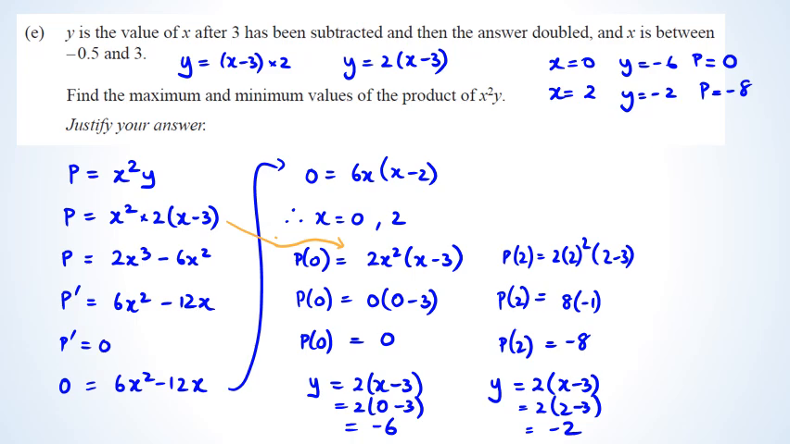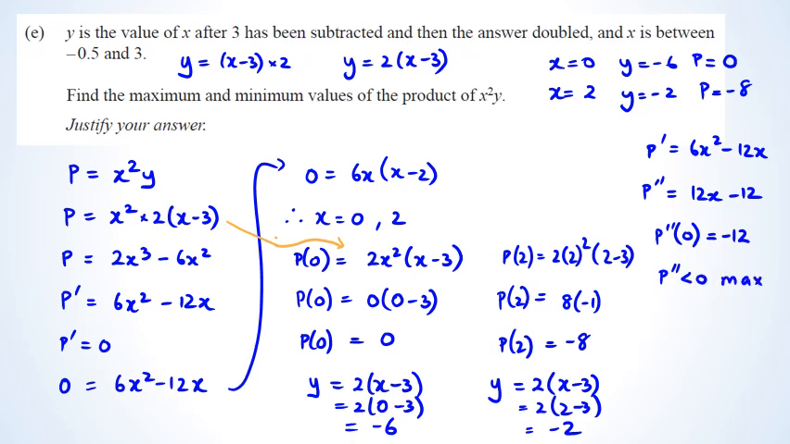So with p dash, I have p dash already as 6x squared minus 12x. P double dash would then equal 12x minus 12. What I need to do is put in p double dash of 0. When I do that, I get negative 12. And because p double dash is less than 0, this is considered a maximum point. When I do p double dash of 2, I get 12 times 2 minus 12, which equals positive 12. And because p double dash of 2 is greater than 0, the point has to be a minimum. So in here, I've just justified why this is a maximum and why this is a minimum.